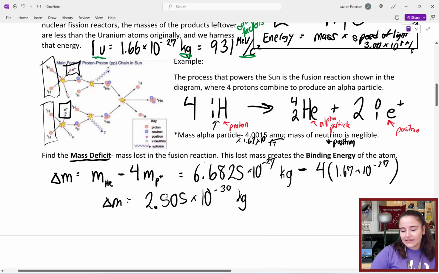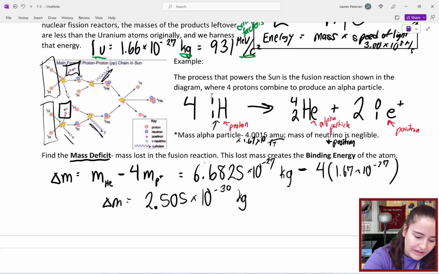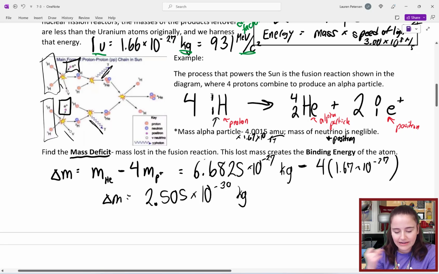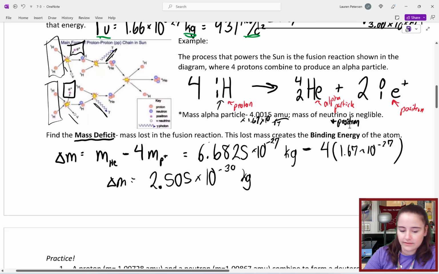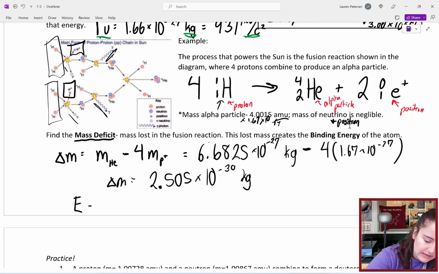That is the mass that turns into the binding energy of that alpha particle, and the energy of the released photons and neutrinos in that reaction. So some of it goes into binding energy. We typically do that when we have protons coming together to form something, and that lost mass. So then E equals mc squared. This is the mass that turned into energy.